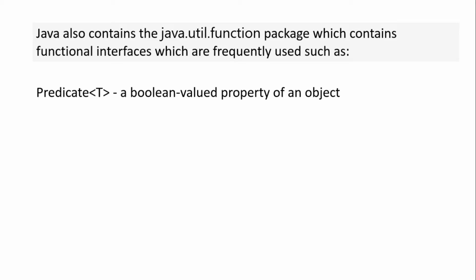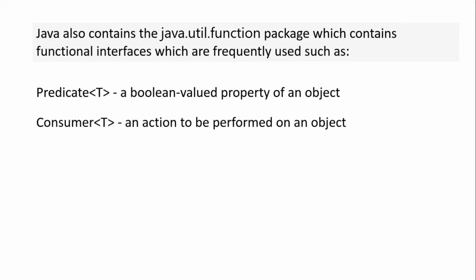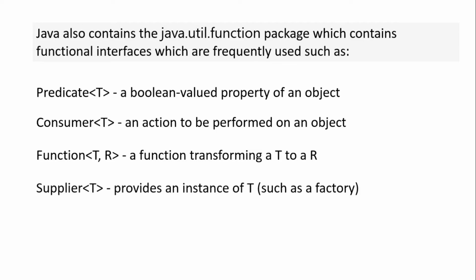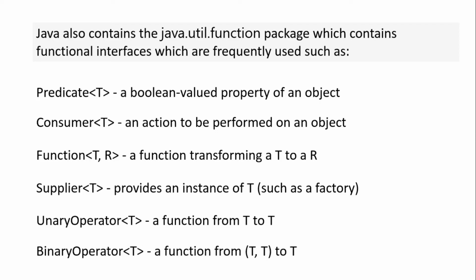boolean valued property of an object; Consumer, an action to be performed on an object; Function, a function transforming a T to an R; Supplier, provides an instance of T, such as a factory; UnaryOperator, a function from T to T. BinaryOperator, a function from T and T to T.